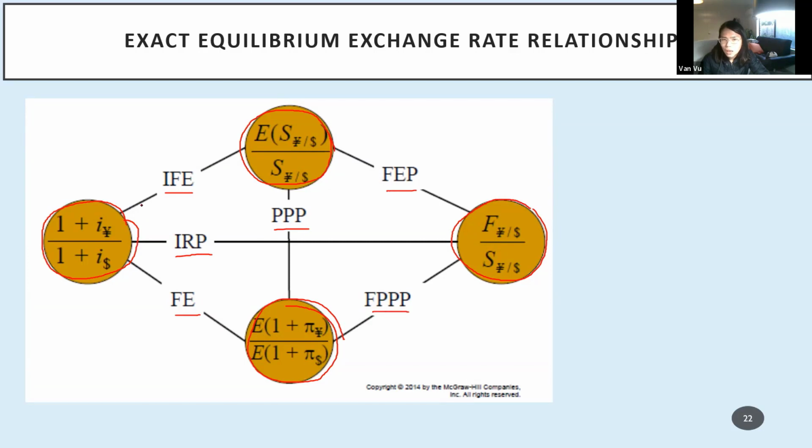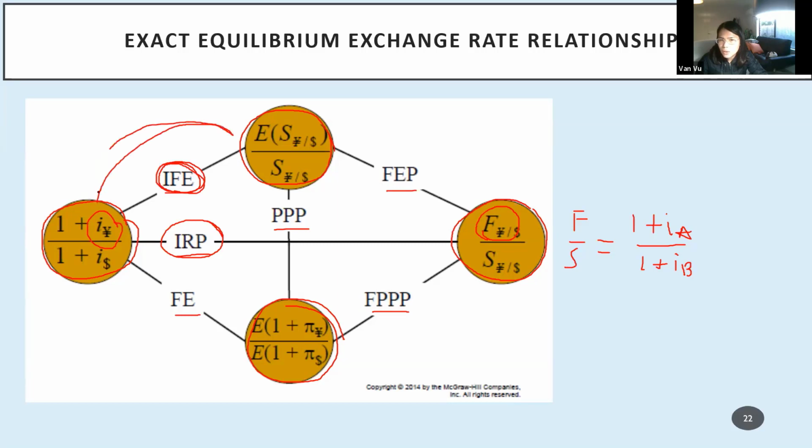So for example, the relationship between interest rates and the forward exchange rate is given by the IRP, the interest rate parity condition. So F divided by S is equal to 1 plus IA divided by 1 plus IB. Similarly, the international Fisher effect tells us the relationship between these two variables. So this table summarizes the different international parity conditions and which variables they are talking about.